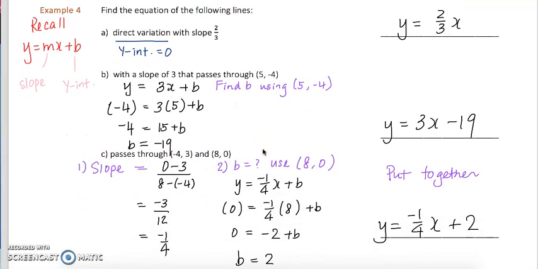Let's put everything together in example 4. So you have learned that linear relations have the equation that looks like y equals mx plus b, where m is the slope and b is the y-intercept. So if I want the equation of a direct variation with slope 2 over 3, a direct variation has y-intercept equal to 0. Therefore, the equation will directly be y equals 2 over 3 x.